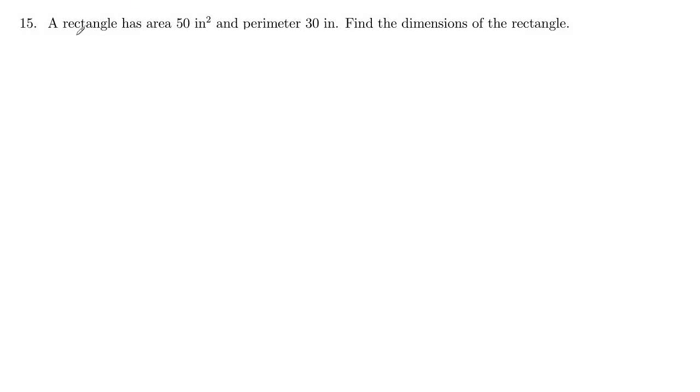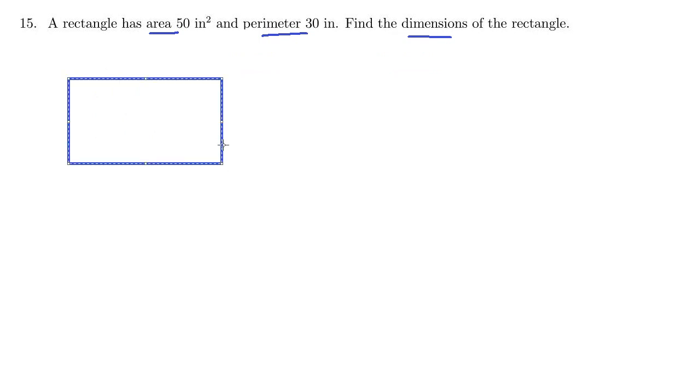Problem 15 here, we've got a rectangle that has an area of 50 and a perimeter of 30. We want the dimensions of the rectangle. So let's sketch a picture here. So here's our rectangle. We have a length and a width, and our area, which is length times width, is equal to 50. And then our perimeter is 30.